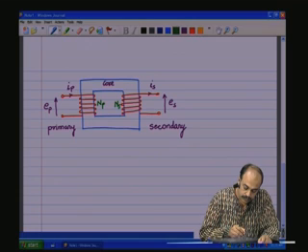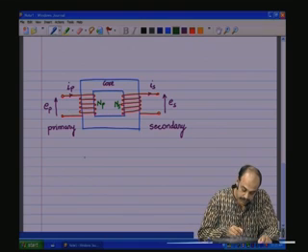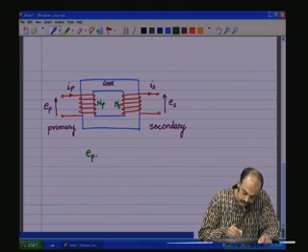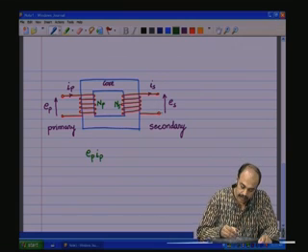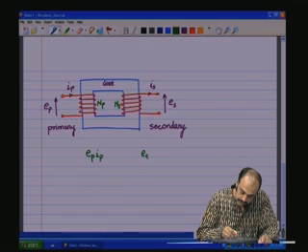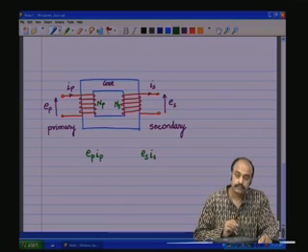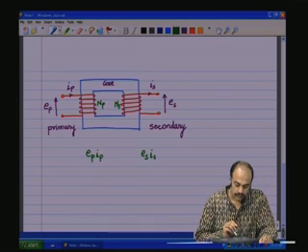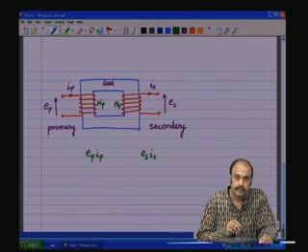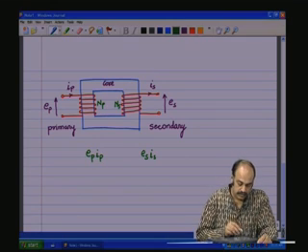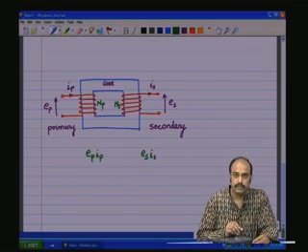Now, the power at the primary is Ep Ip. The power at the secondary port is Es Is. Now, we know that this transformer is lossless. There is no loss in the transformer, in an ideal transformer.